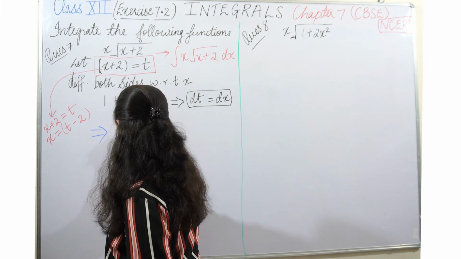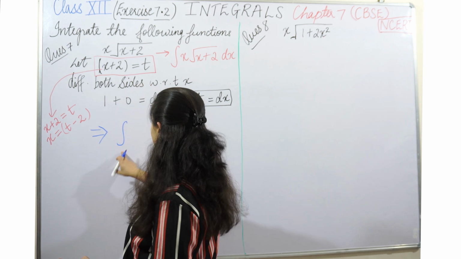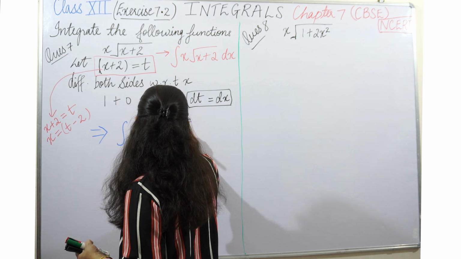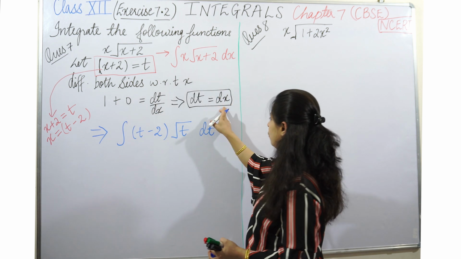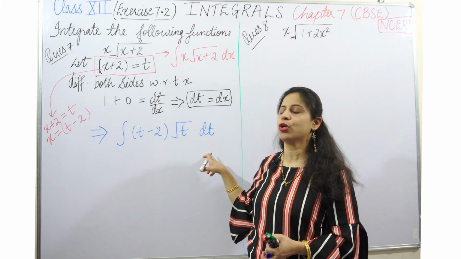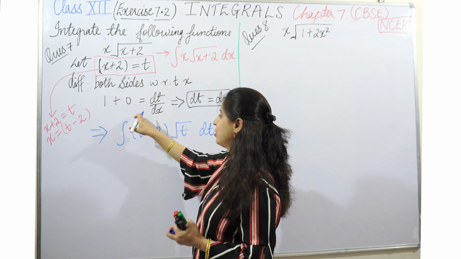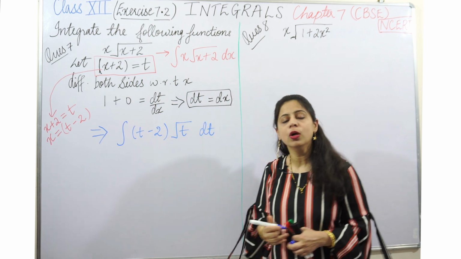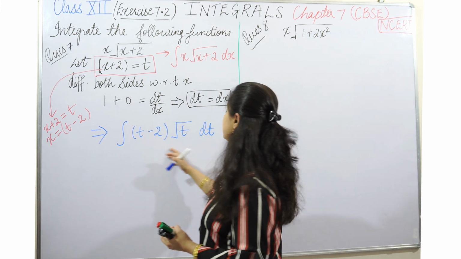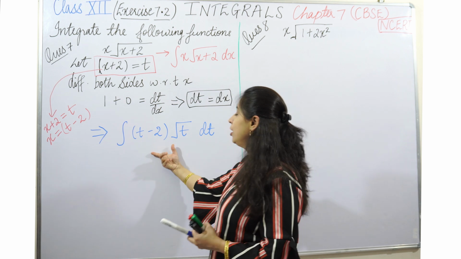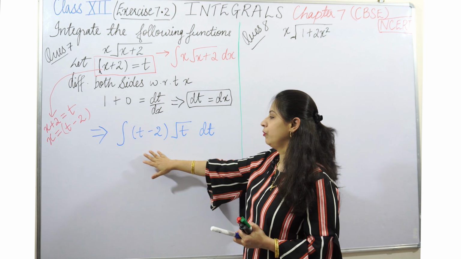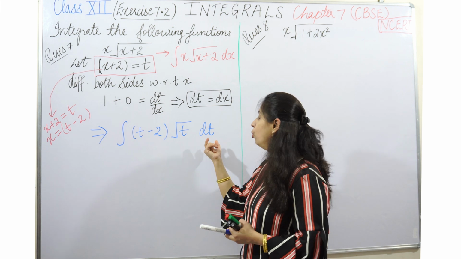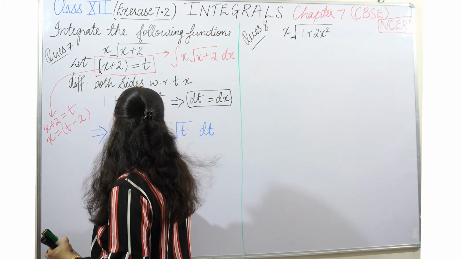So now we can easily substitute it. Ultimately we are getting the integration of t minus 2 under root t dt. In the place of dx we substitute dt, because when we differentiated both sides, we got dt over dx equal to 1, which means dt will be equal to dx. So this is the result we are getting. Now we need to integrate this function with respect to t. So let us start integrating it.